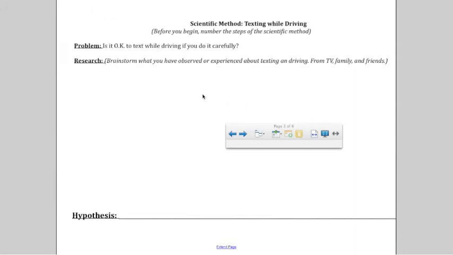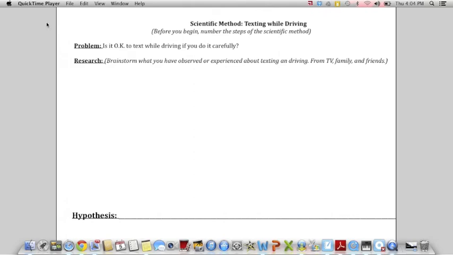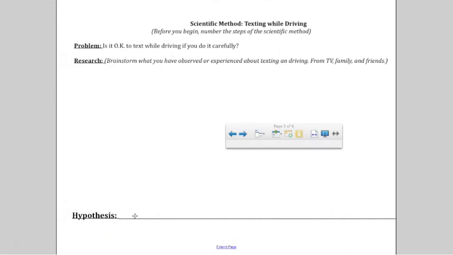So as we're going through the procedure, you all drove in a simulated car and you received text messages and had to read them and respond. Again, before we get started, look at the research and brainstorm what it is that you are doing. Now again, think about the times maybe you've been in the car with someone texting, something you've seen on TV, or people you know who text and drive. Think about all of these things and jot down one thing that you've observed or experienced with texting and driving.